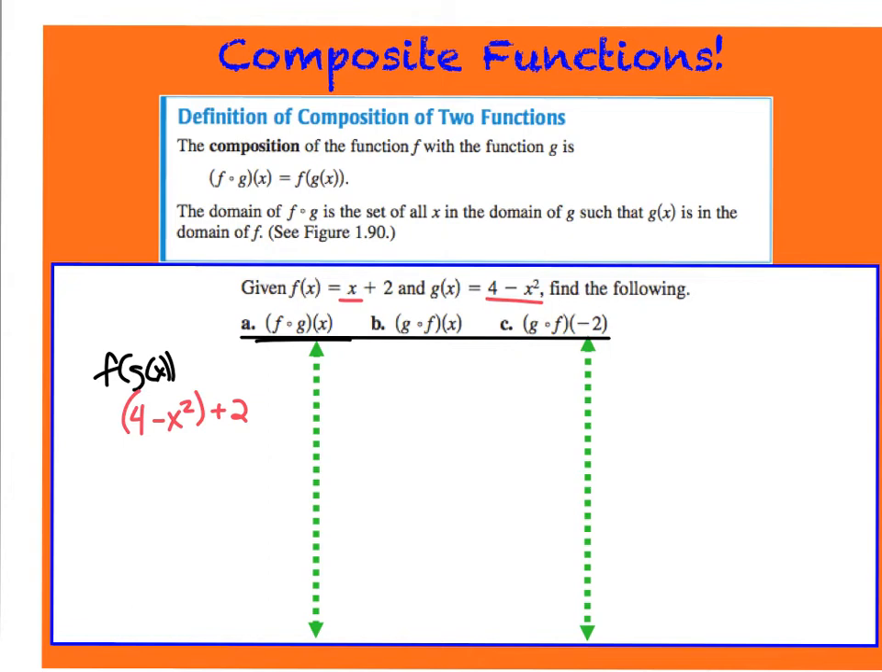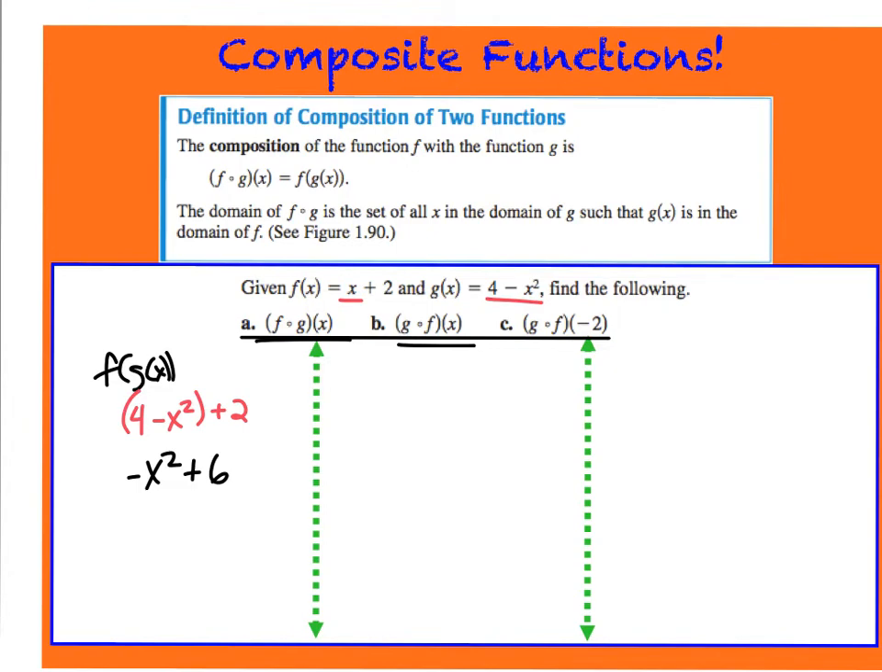And what should we probably do now? Combine like terms. I don't need to distribute a negative anywhere. So I'm just combining like terms. So then I end up having negative x squared plus 6. And then I'm done. Let's look at this next one. If I have g of f of x, this is when I substitute in what? F in for the variable in g.